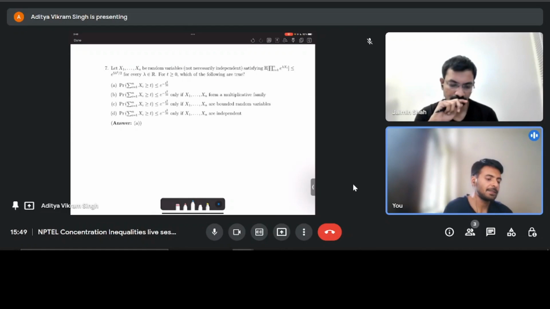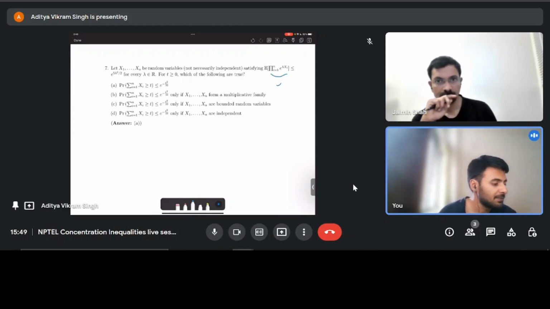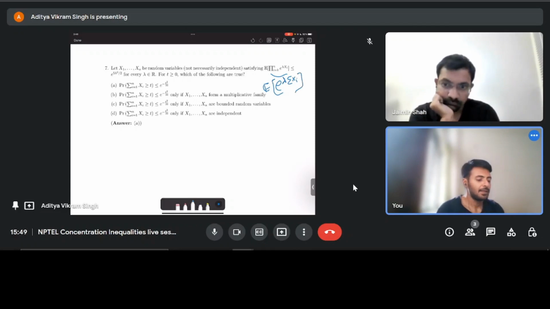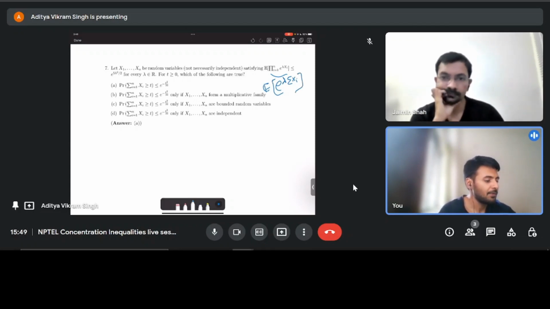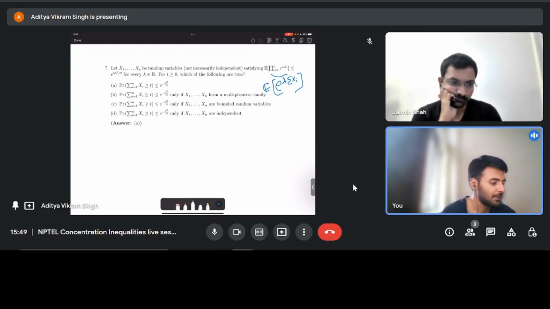Okay, so the seventh is x1 to xn are some random variables satisfying something. So this is the same as e power lambda times the summation of x, right? It doesn't need independence or anything. This is just the property of the exponential. And we have a bound on the moment generating function of the summation of xi. Then which of the following are true? This question is again just to emphasize that once you have a bound on the moment generating function, you don't need to know anything else. Everything follows.